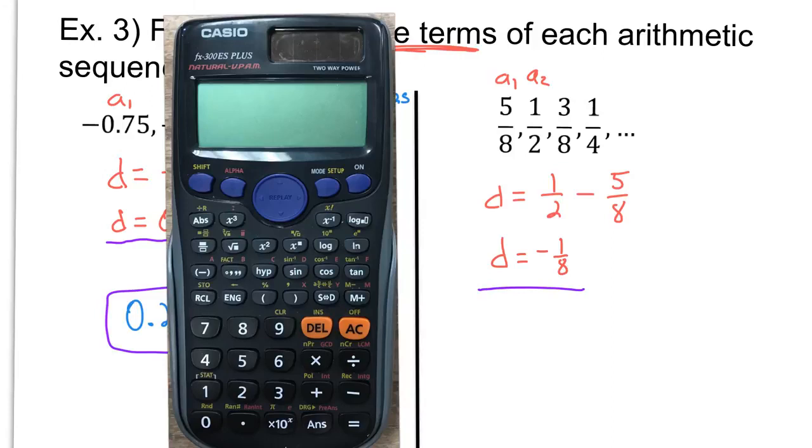Now it's kind of hard, I know, when you have fractions, to see what pattern it is. But with the calculator, it helps you find the common difference. So what that means is we are subtracting. The last term in that sequence is 1/4. So we are going to subtract 1/8. And then you get the next one, and then you subtract 1/8 again, and you get the next term.